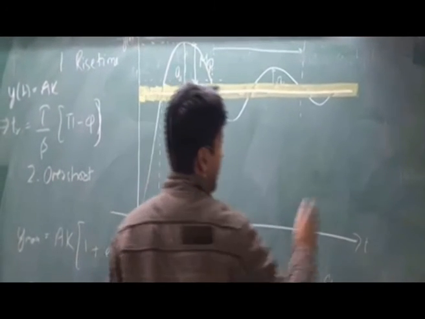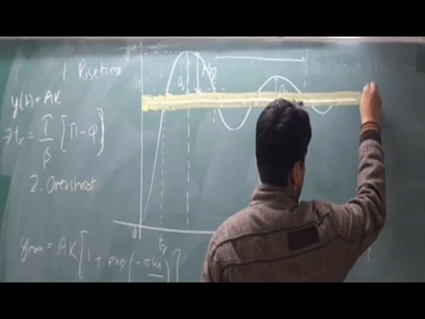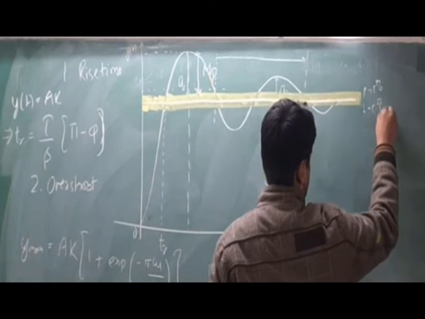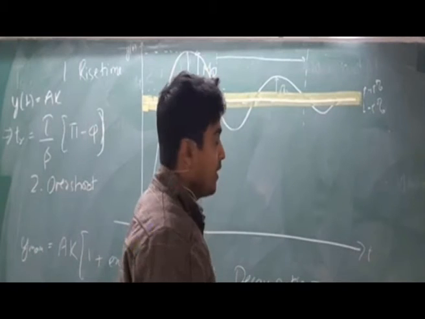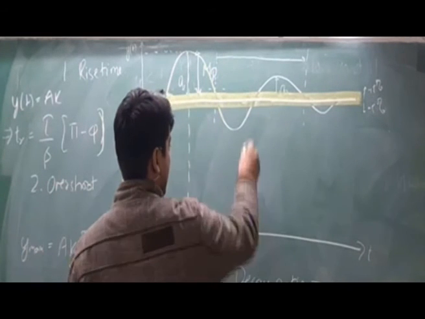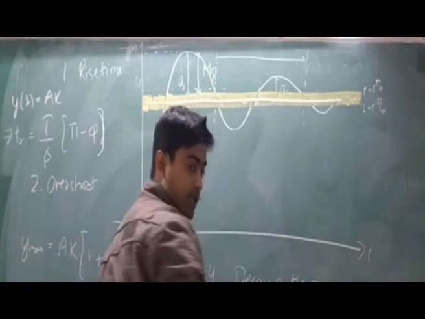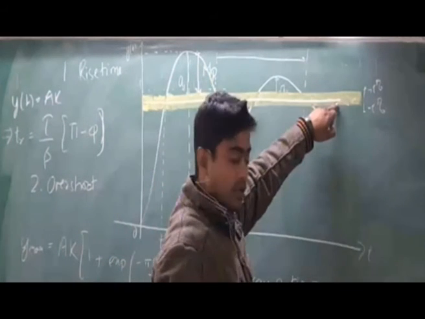I take either plus 5% or minus 5%. So I want the final value of my output to stay within this zone, and the time it takes to reach this band is called the settling time.